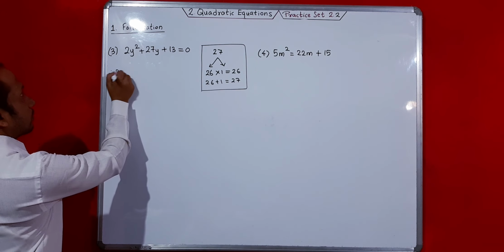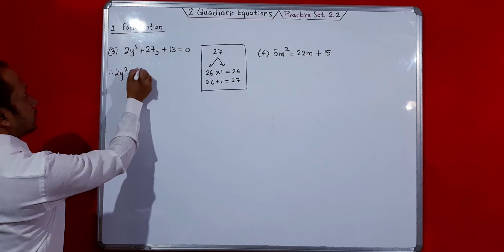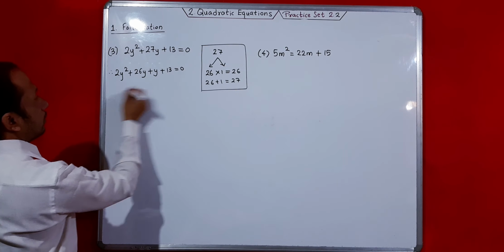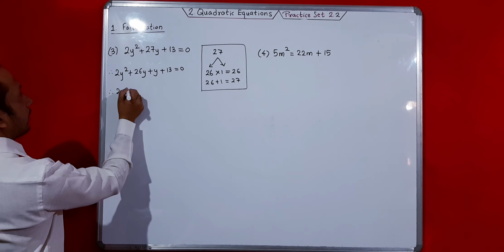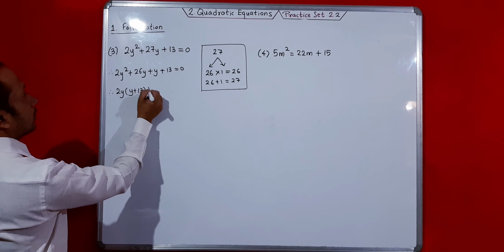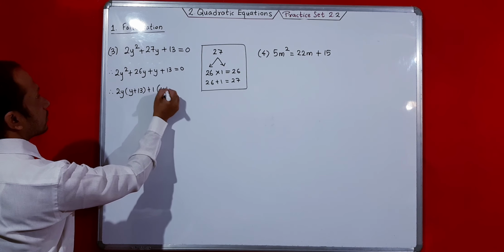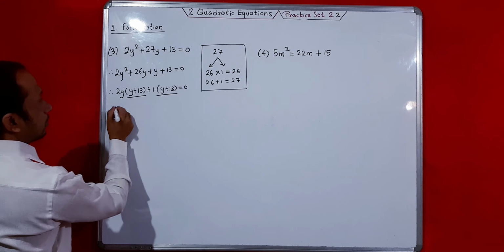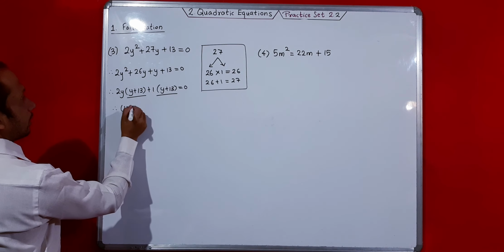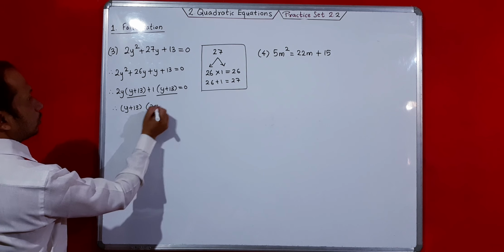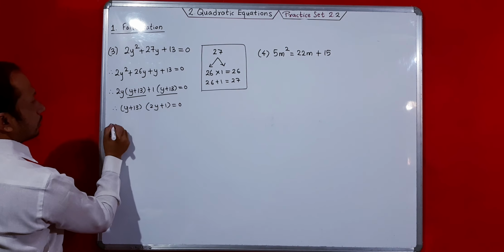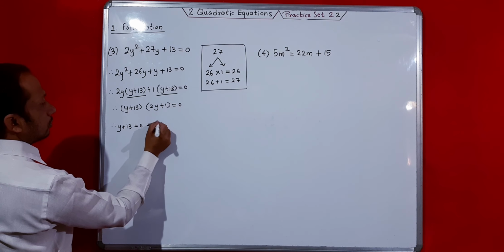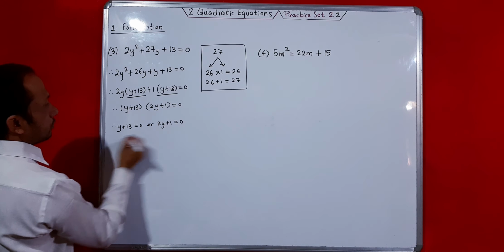Therefore 2y square plus 26y plus y plus 13 is equal to 0. Therefore 2y take out of the bracket y plus 13. Take 1 out of the bracket y plus 13. Okay, so is equal to 0. So now y plus 13, this is common, so take in the separate bracket y plus 13, 2y plus 1 is equal to 0. Therefore y plus 13 is equal to 0, or 2y plus 1 is equal to 0.